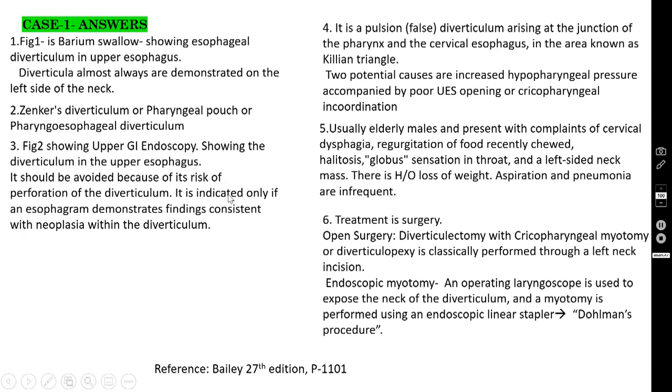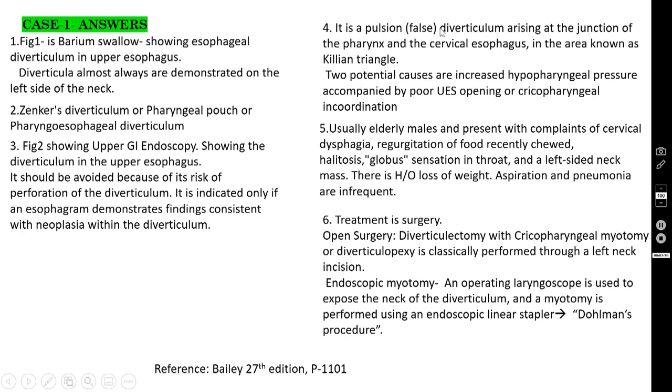I told you already, it is indicated only if an esophagogram demonstrates findings consistent with a neoplasia in the diverticulum. Then only you have to do the upper GI endoscope. Otherwise, there is no need to do upper GI endoscope. You can do the barium swallow and you can prove it. And what is the cause or etiology for this diverticulum?